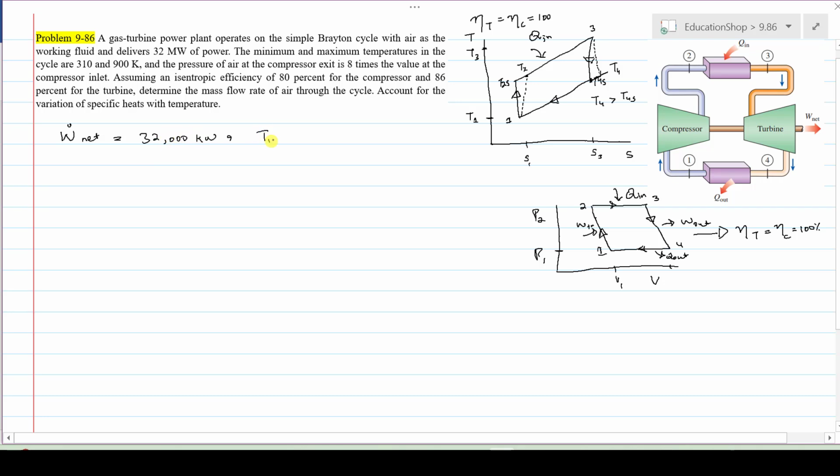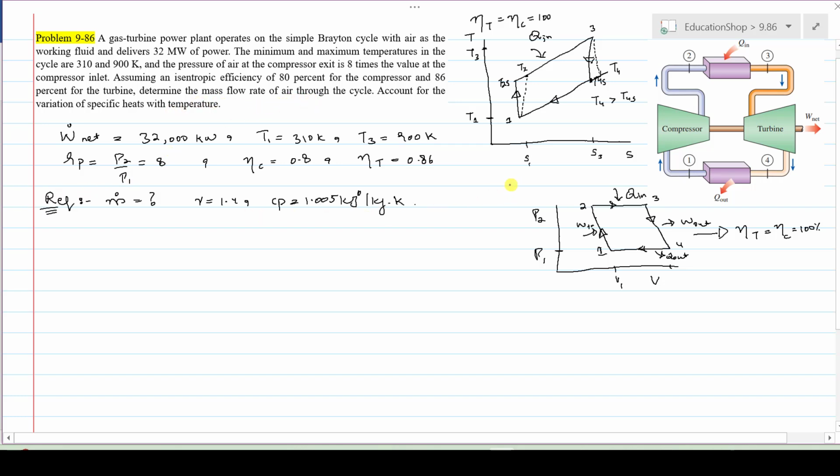The minimum temperature is T1, that is 310 Kelvin, and the maximum cycle temperature is T3. Also it said the pressure of air at the compressor exit is 8 times the value at the pressure inlet, meaning the pressure ratio P2 divided by P1 is equal to 8. Next, it said the compressor is 80% isentropic and the turbine is 0.86. We need to calculate the mass flow rate of air to the cycle.